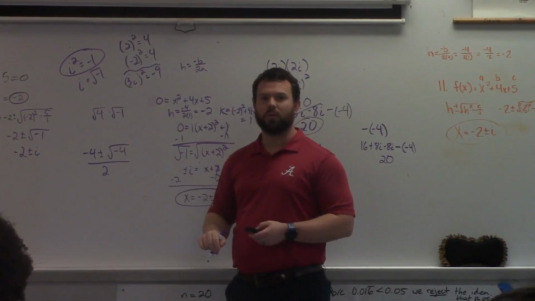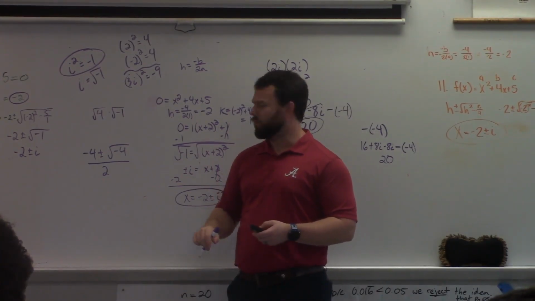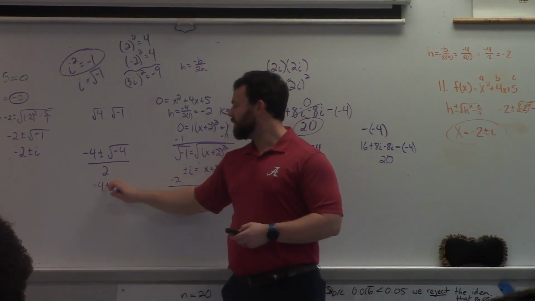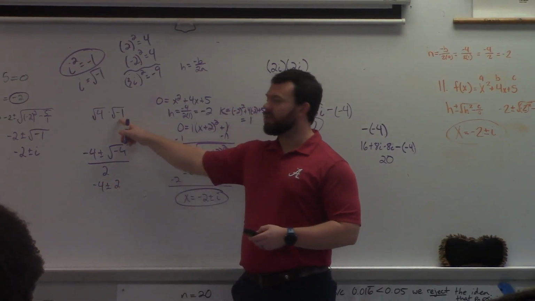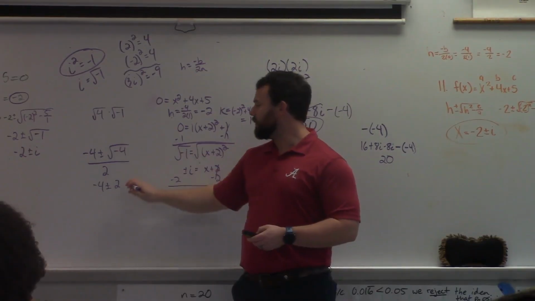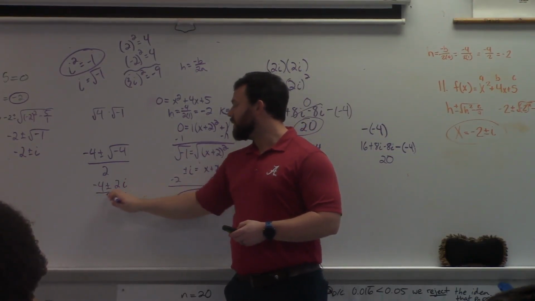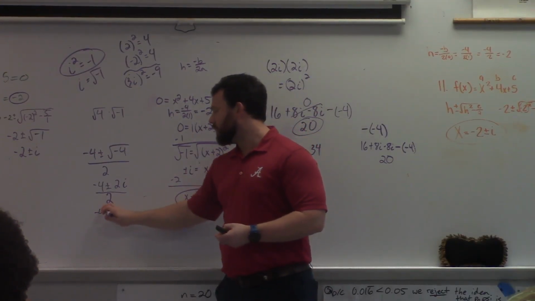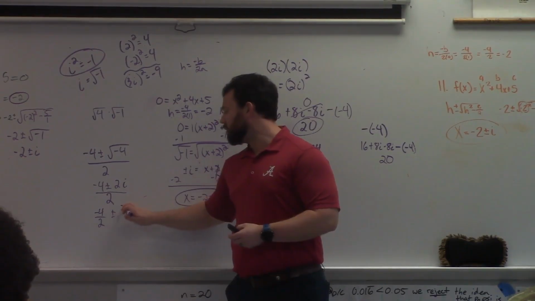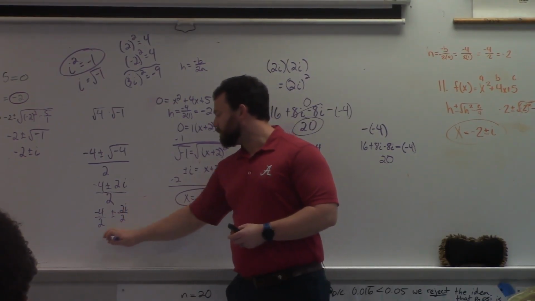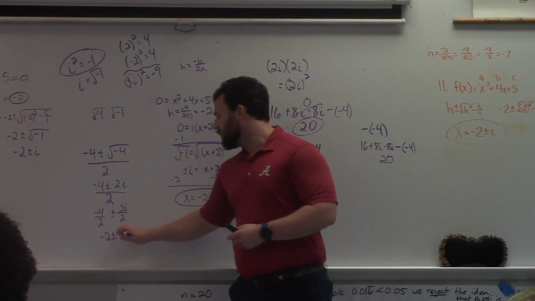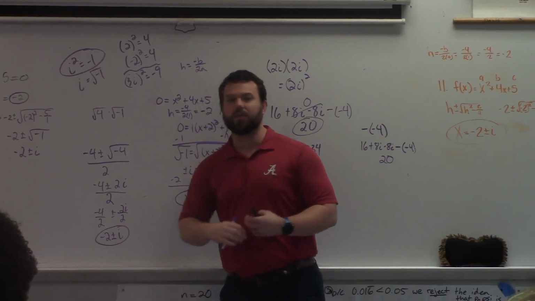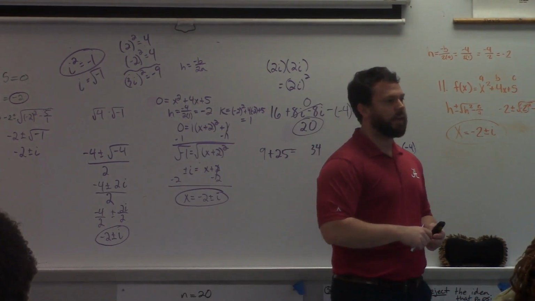What's the square root of 4? 2. And then what's the square root of -1? i. Remember that's the definition of i. Now I have to again simplify, and divide by 2. And so if you use the quadratic formula, you just have to do a whole lot of simplifying, okay?